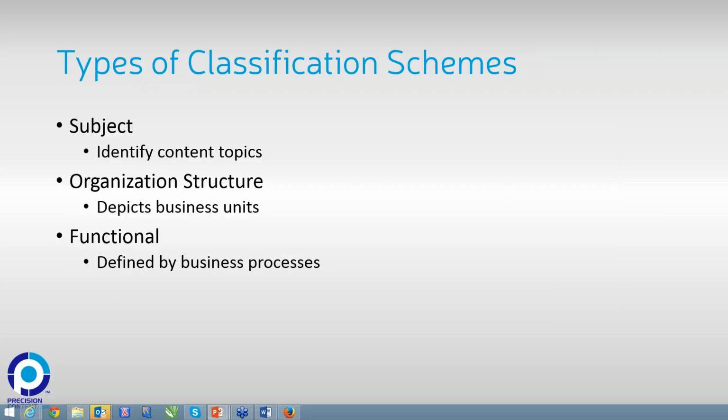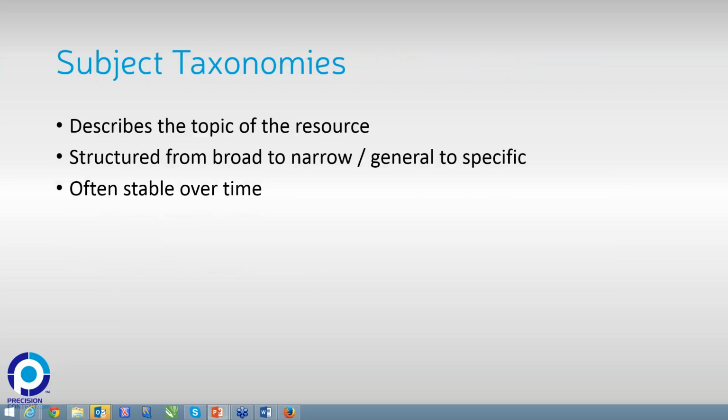Next, we look at moving into different types of classification schemes. The three primary classification schemes are by subject, by organization, or by function. Subject is probably the one that we're most familiar with and tends to add the most value when it comes to being able to organize and retrieve information. Unfortunately, it's also one of the most difficult and most expensive to build and maintain. Once it's done, however, the subject taxonomy is far more stable than the other two, function and organization.